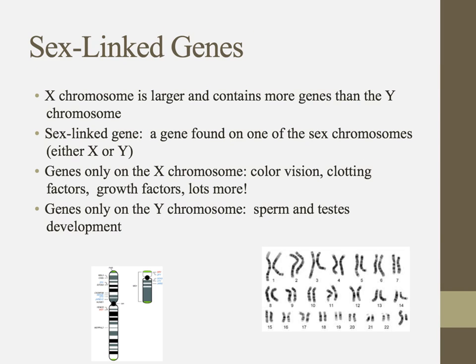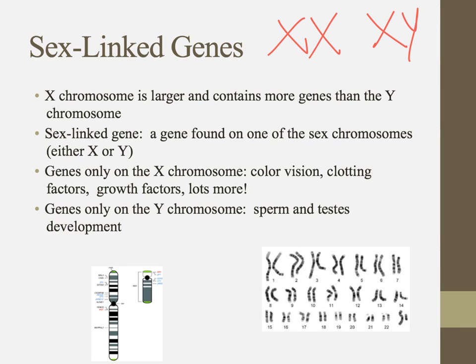Okay, so let's move on from autosomal genes to talking about some genes that are on the sex chromosome. The sex chromosome is right here. It's our 23rd pair, and depending on whether you're a male or a female, you're either going to have 2 X's if you're a female, or an X and a Y if you are male.